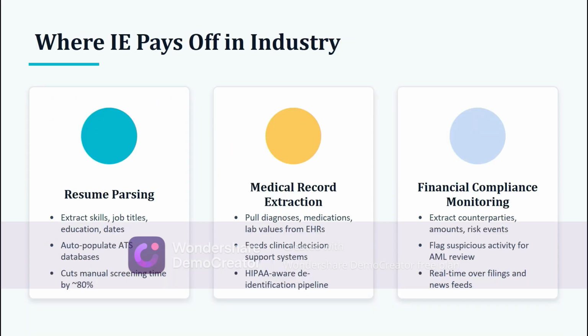So now, let's ground all this in three real industrial applications. First, resume parsing. Every modern applicant tracking system uses NER and IE to pull out skills, job titles, education, and dates from incoming resumes, automatically populating structured candidate databases. This cuts manual screening time by roughly 80%.